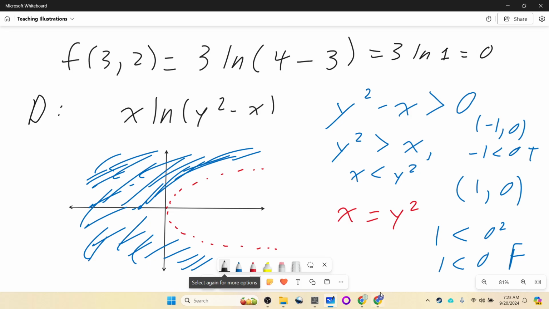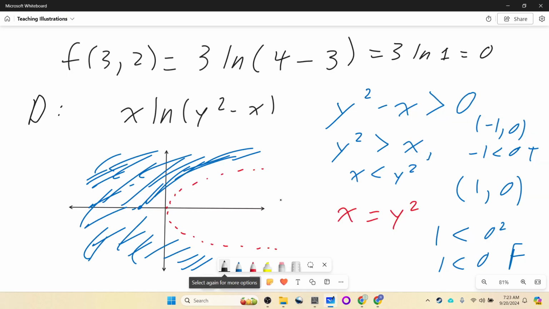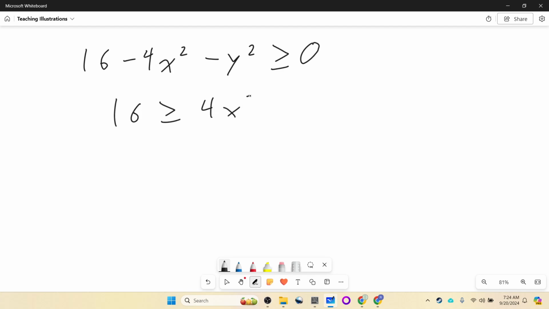All right, let's do another. Find domain and range of f of x, y is the square root of 16 minus 4x squared minus y squared. Okay. So that means the argument in our square root must be greater than or equal to 0. Let's figure out what this is. Well, that is 16 is greater than or equal to 4x squared plus y squared, sorry.